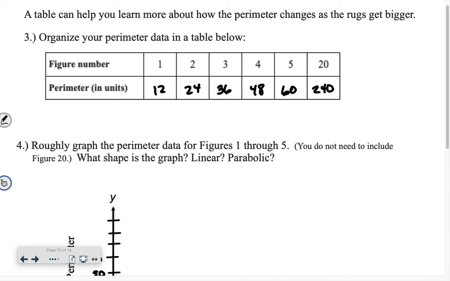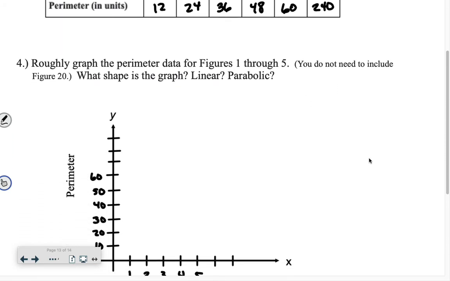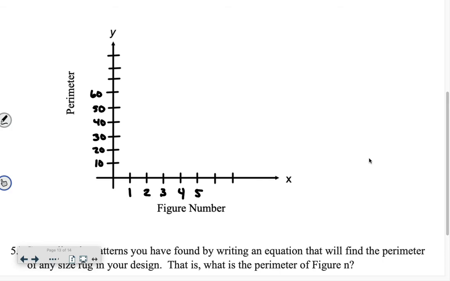Okay? Now, if we take those numbers and put them on a graph, and we've kind of already talked about it a little bit, I put the numbers on here. I went by tens. You could go by something else if you wanted to. So figure number 1, we were approximately here at 12. Figure 2, we were up here at about 24. 3 was up here at 36, somewhere in there. 4, we were up here at 48, and 5, we were up at 60.